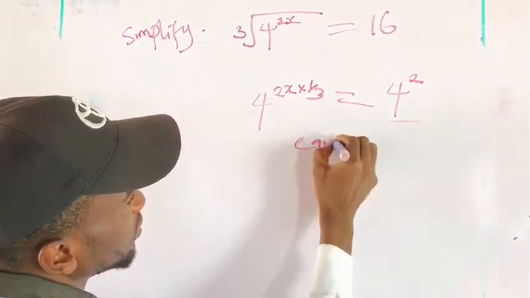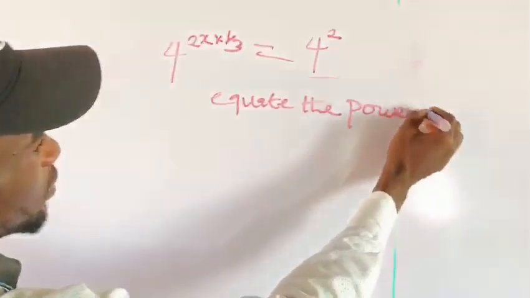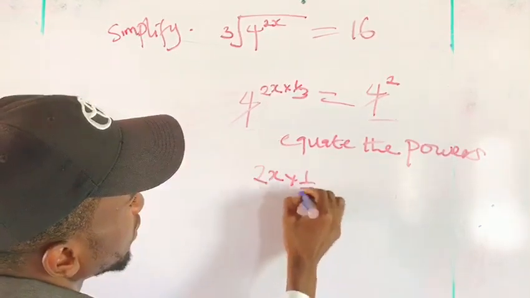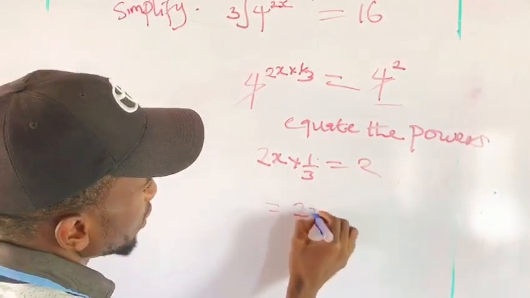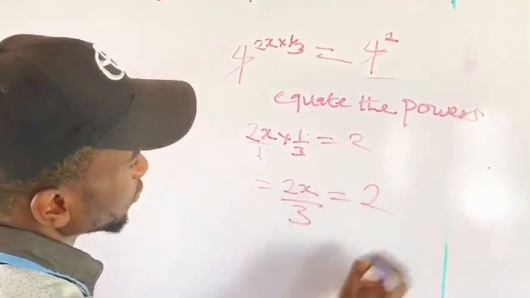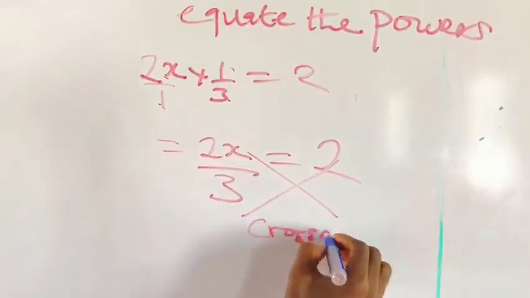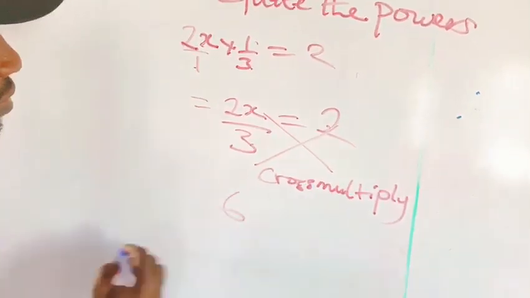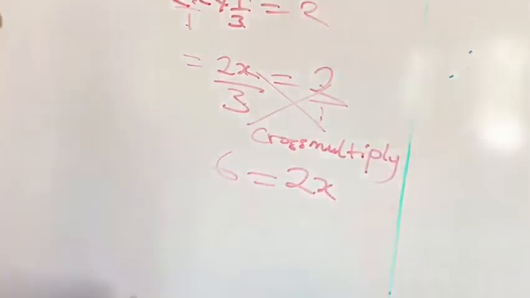So we can say equate the powers. So I can cancel this 4 over this 4. I'm now left with 2x times 1 over 3 is equal to 2. So 2x times 1 is 2x over 3 times 1, which is 3, equal to 2. Now from here, I can cross multiply. 2 times 3 equals 6, then this is over 1. 2x times 1 equals 2x. So this is what I'm left with.